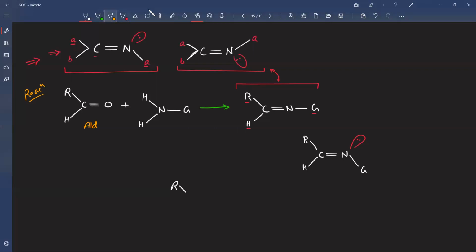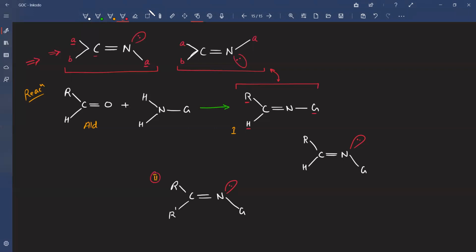This is the first possibility, and the second possibility where you will find this is R'-C double bond nitrogen and the group here and the lone pair over here. So it can have two possibilities.